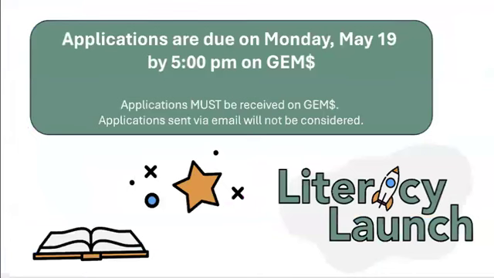Before we dive in, it's important to note that the PRISM II grant application is due on May 19th. Applications submitted via email or submitted after 5 p.m. on May 19th will not be considered.